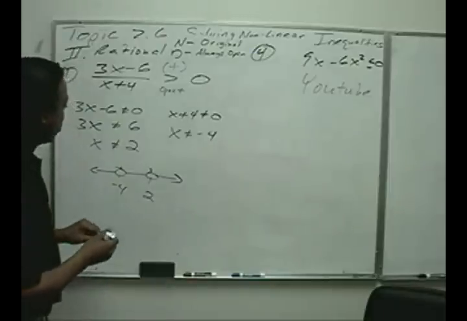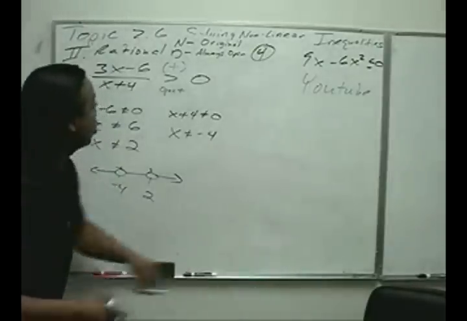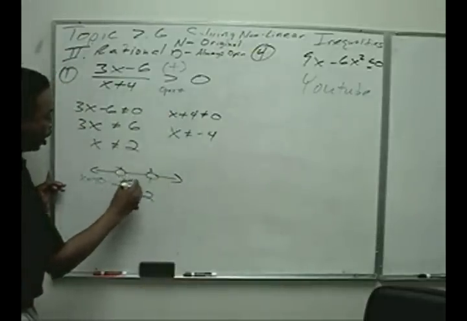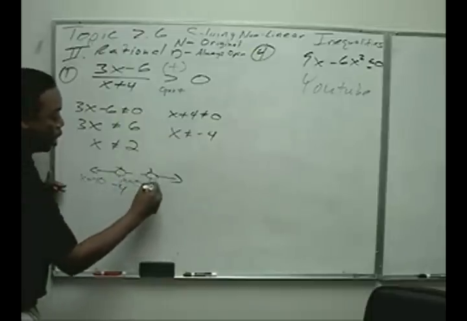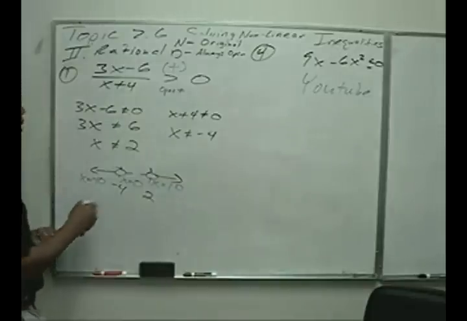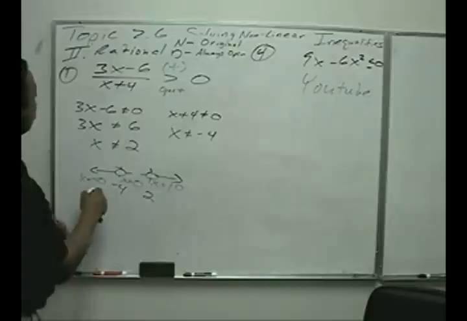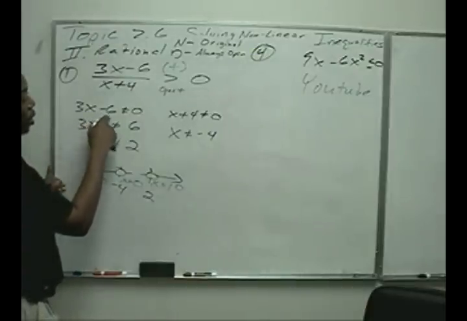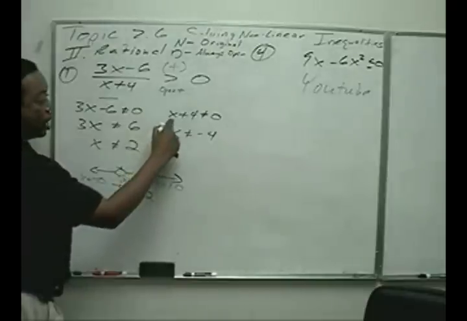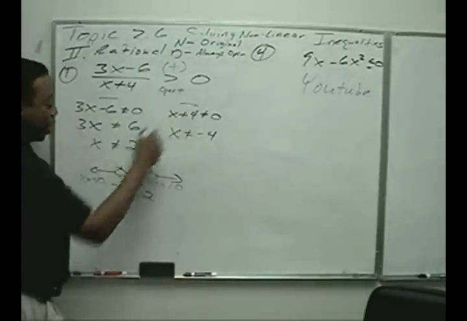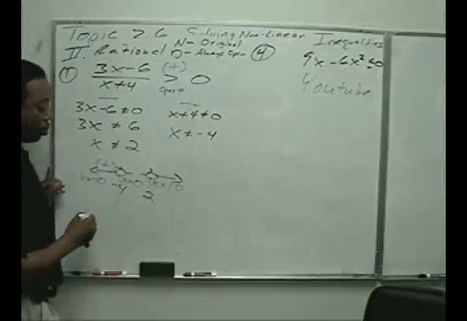Okay. Next, we need to determine what parts are positive. So I'm going to use test points of x equals negative 10 to check this area, x equals 0 to check this area, and then x equals positive 10 to check this last area. If x is negative 10, we get 3 times negative 10, which is negative 30, minus 6, which is all negative. Negative 10 plus 4 is negative. A negative answer divided by a negative answer is a positive answer.